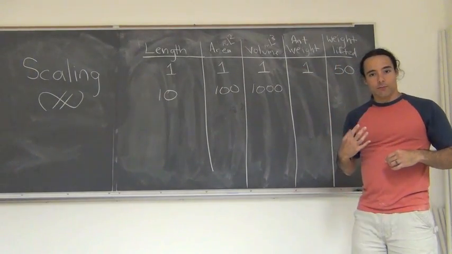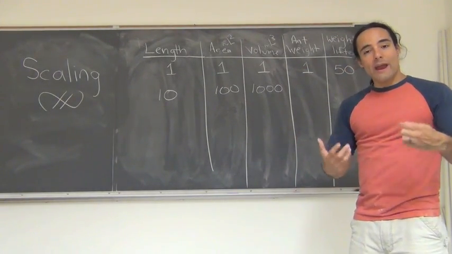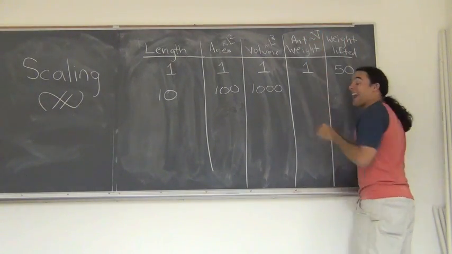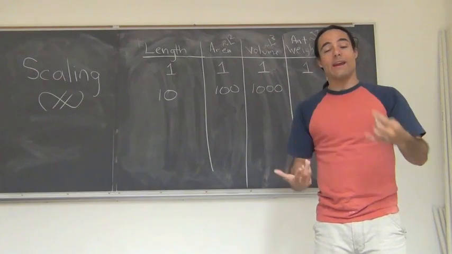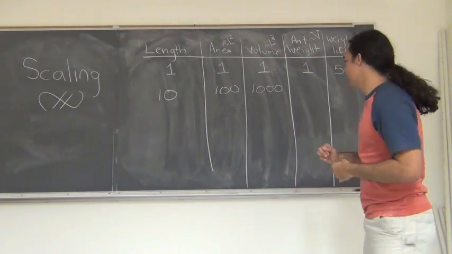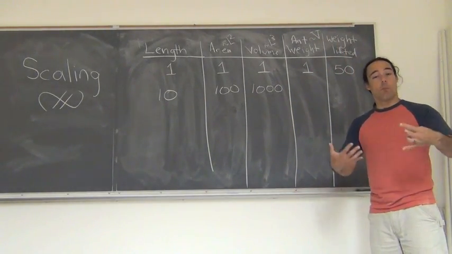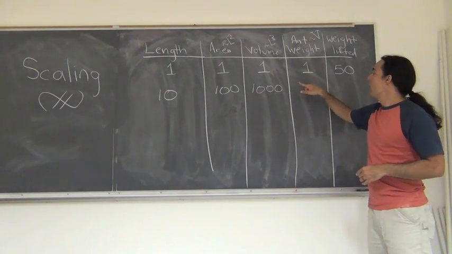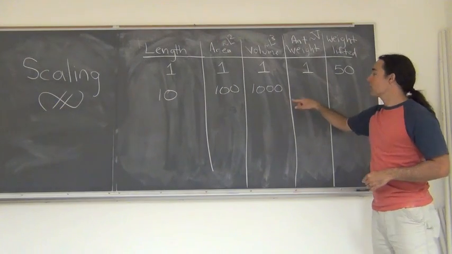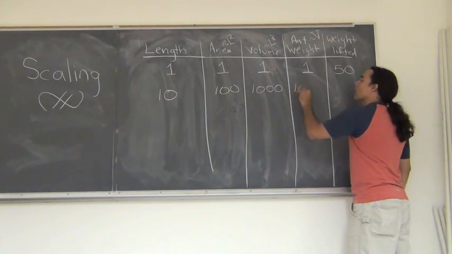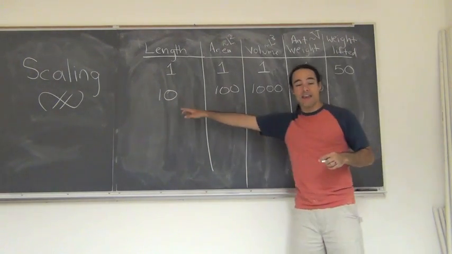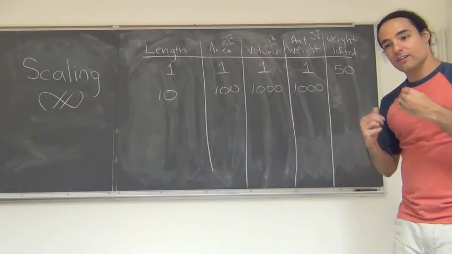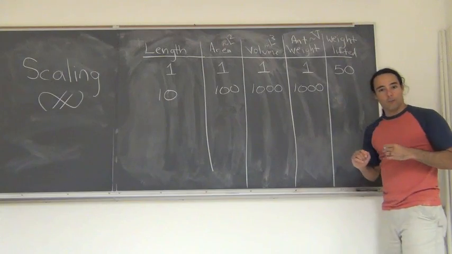What about my weight? Well, we just showed before that weight is proportional to volume. So the more volume I have, the more weight I'm going to have, assuming we're at constant density, assuming I don't get any more or less dense. So if it's proportional to the volume, and the volume is 1,000 times bigger, that means the ant is going to weigh 1,000 times more. 10 times longer, 10 times wider, 10 times taller. I'm going to weigh 1,000 times as much as I do right now.